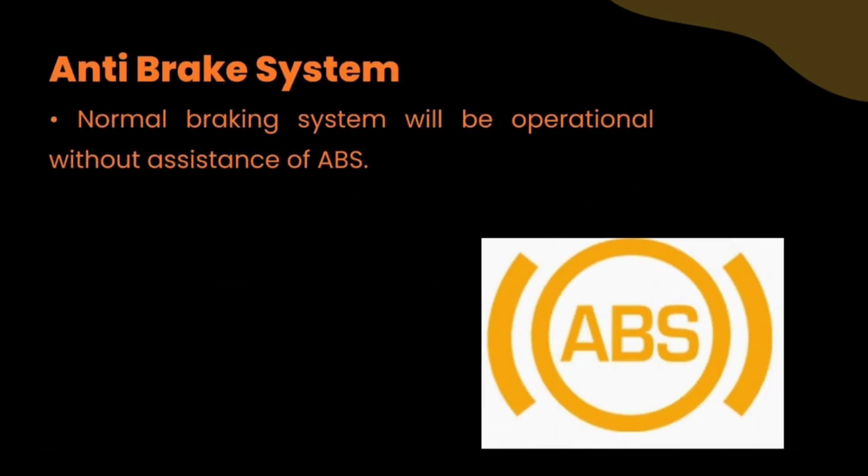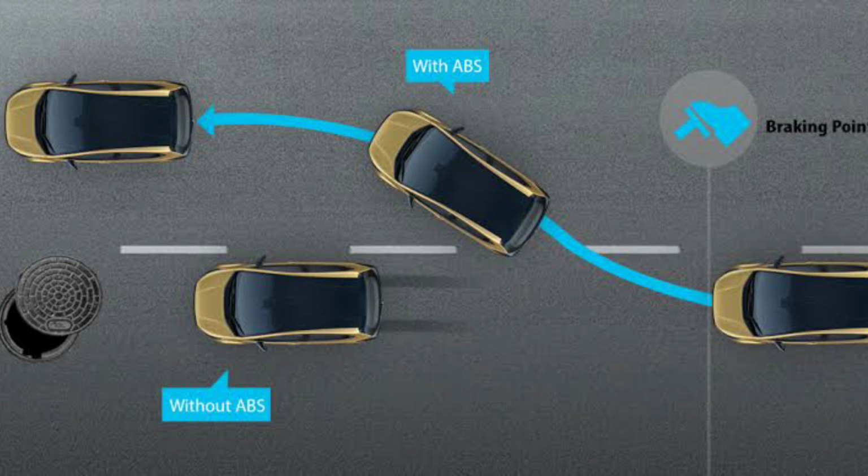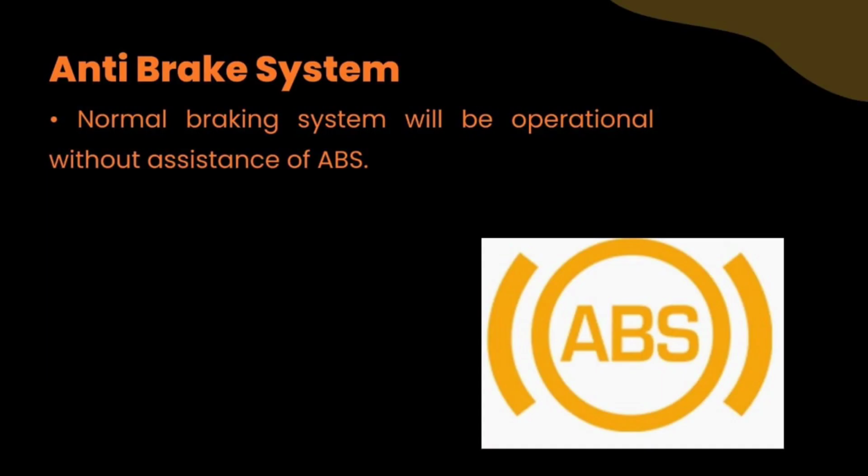This symbolizes the anti-lock brake system. It illuminates momentarily when ignition is switched on. It also illuminates continuously if there is any malfunction in ABS. Normally, the braking system will be operational without any assistance of ABS. If in case it illuminates continuously, you will have to contact an authorized service center immediately.